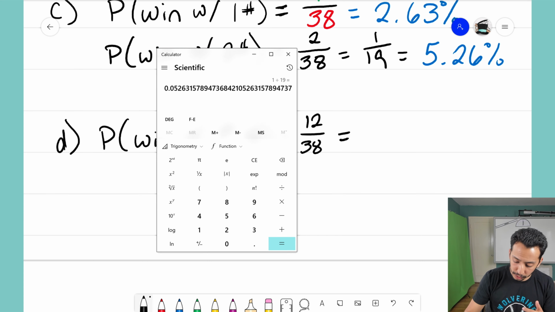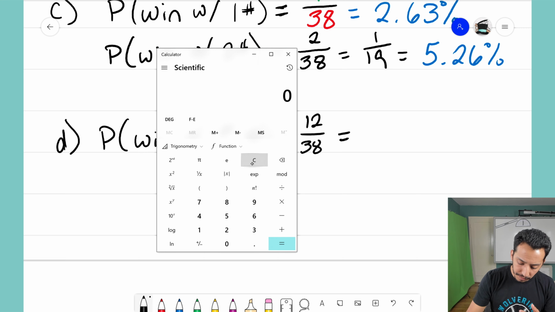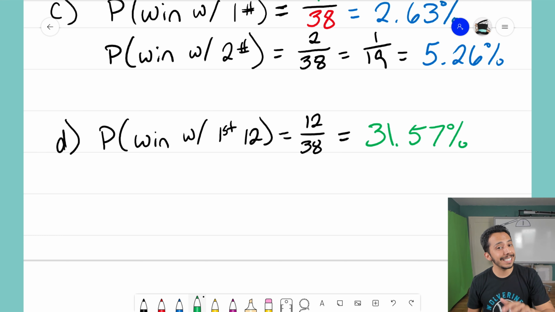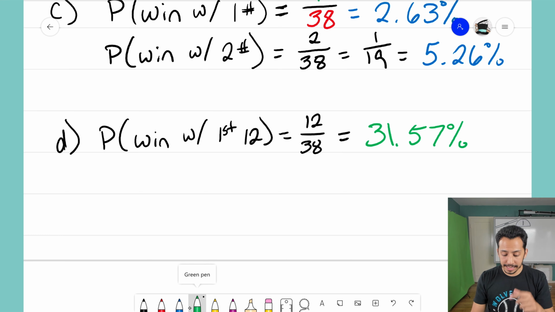Let's get that decimal real quick. So 12 out of 38, what is that? 31.57%. So it's not much, and I agree it's not much. But if you walk up to that table, you might be thinking, oh, I have a 33% chance of winning. In actuality, you only have a 31.57% chance of winning. You see that subtle difference there? They're taking off about 1.5% chance.